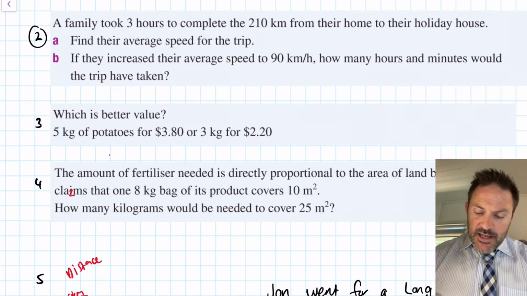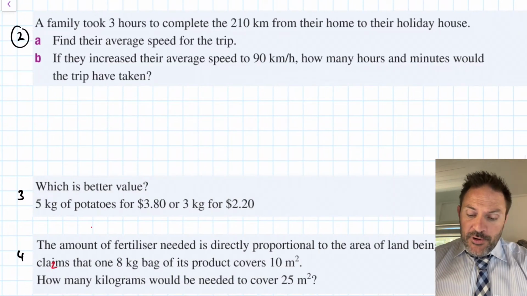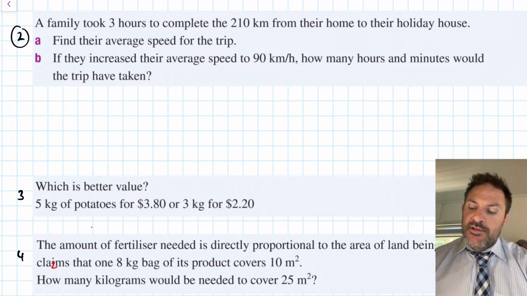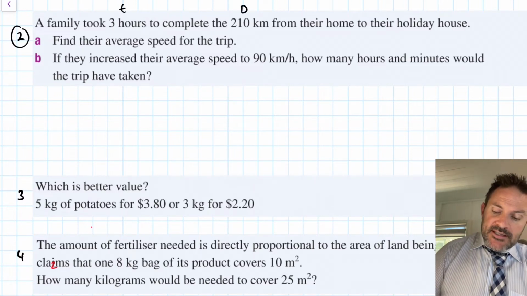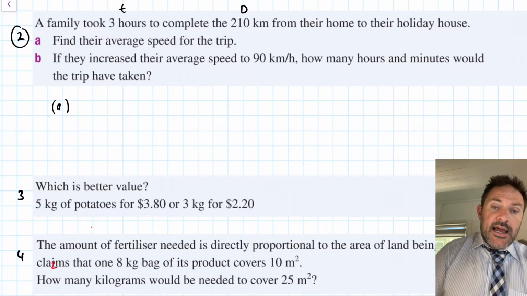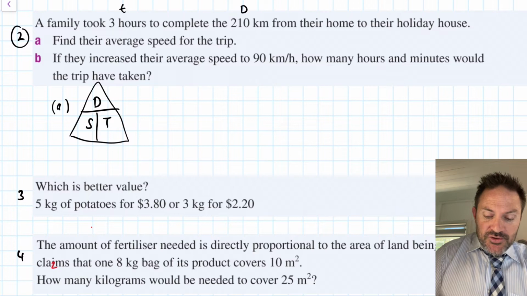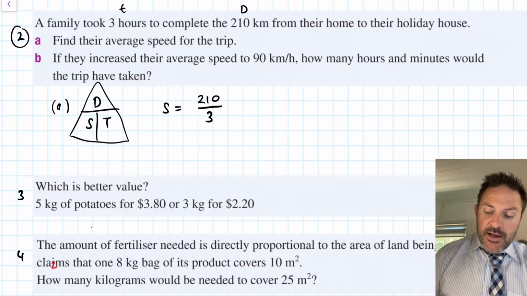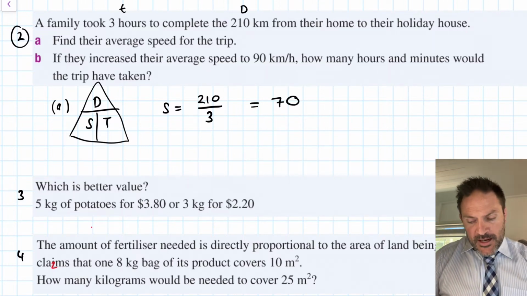Question 2. Now, this is more getting into our distance time stuff. So a family took 3 hours to complete the 210 kilometers from their home. So this is my time and this is my distance, and part A wants me to find the speed. So D, S, and T. Look at my triangle. So we want to find the speed, which means my distance is 210 divided by my time, which is 3. Well, 21 divided by 3 is 7. Put a 0 on there.